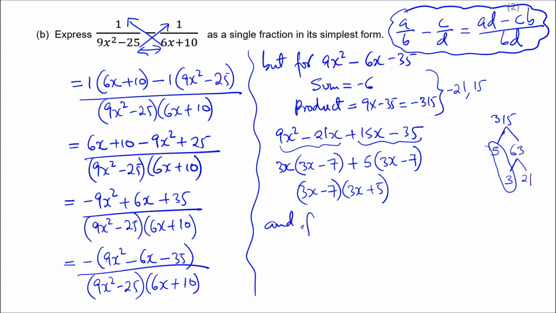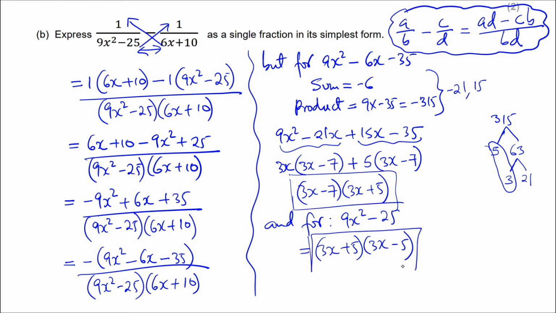We can also factorize that. So for 9x squared minus 25, because this is a difference of two squares, this will just be equal to 3x plus 5 and 3x minus 5. Okay, so we have this expression here, and we also have this expression here. So what you're going to do is to plug them in. So in place of this, we'll substitute there.